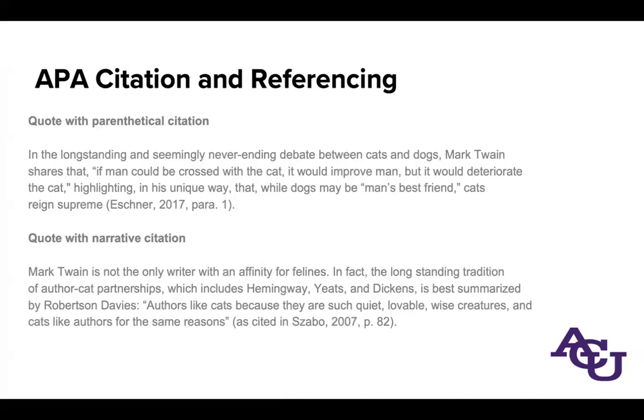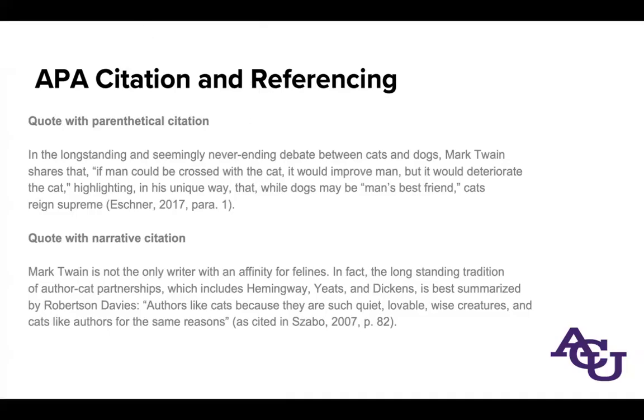The narrative citation is when I introduce that this quote is from Robertson Davies. At the end of the sentence, I have a parenthetical citation because I actually got that quote from another source. Sabo 2007 actually cited Robertson Davies, so I am indicating that this is a citation within a source by saying as cited in the original source that I read.